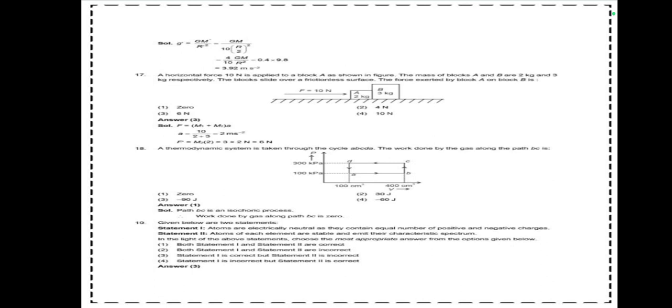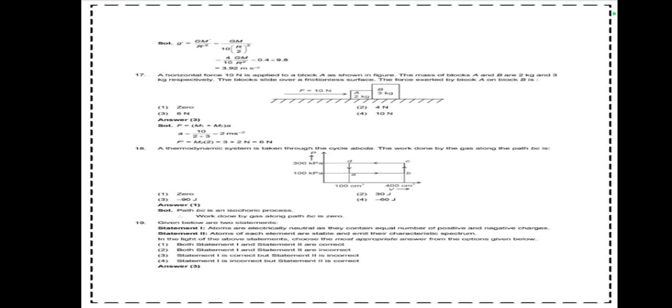Question number 18. The thermodynamic system is taken through the cycle ABCDA. The work done by the gas along the path ABC is. Answer is 1. 0.